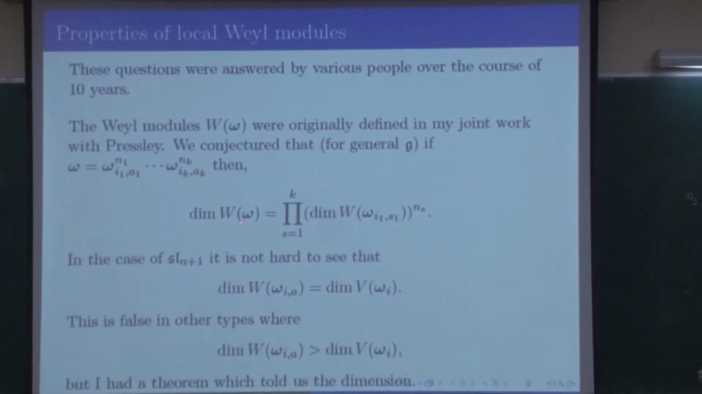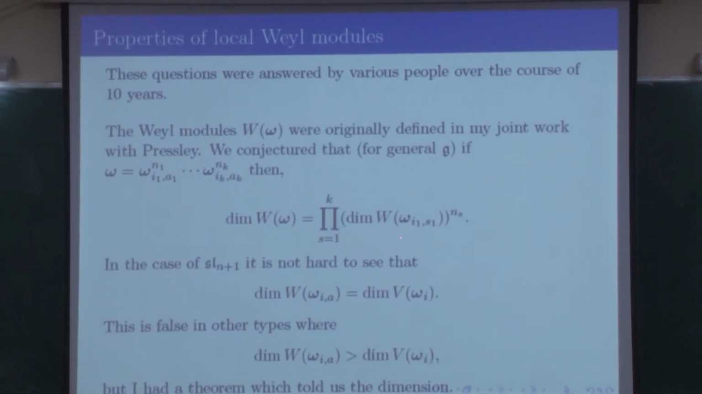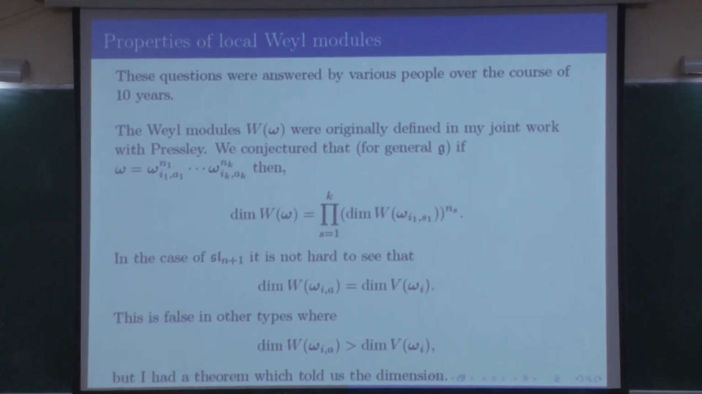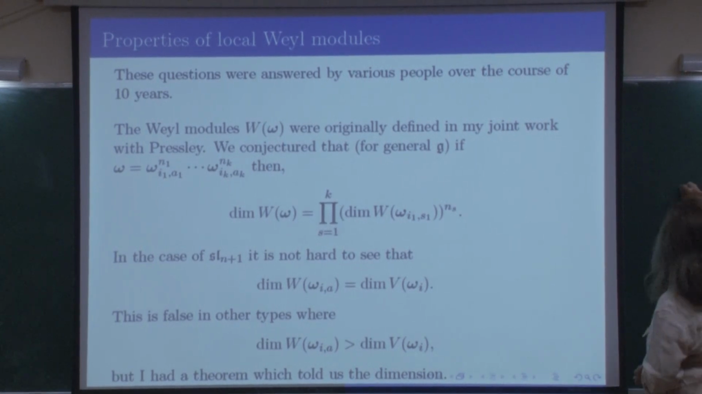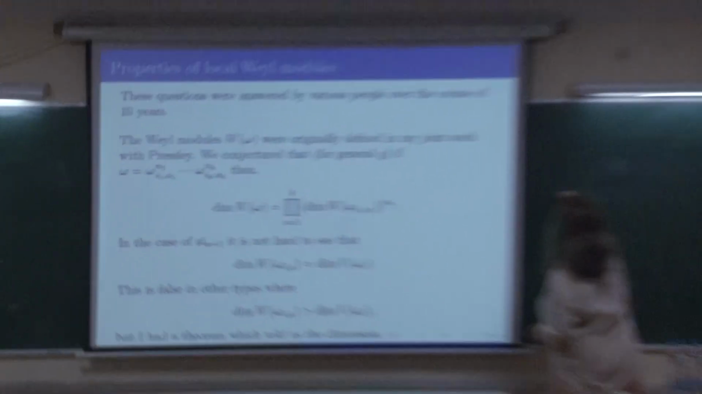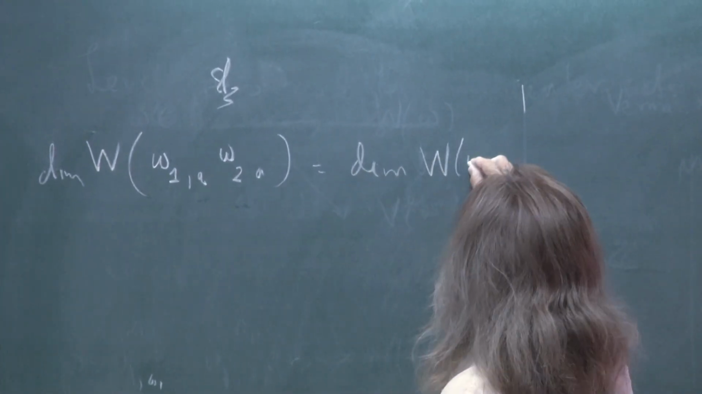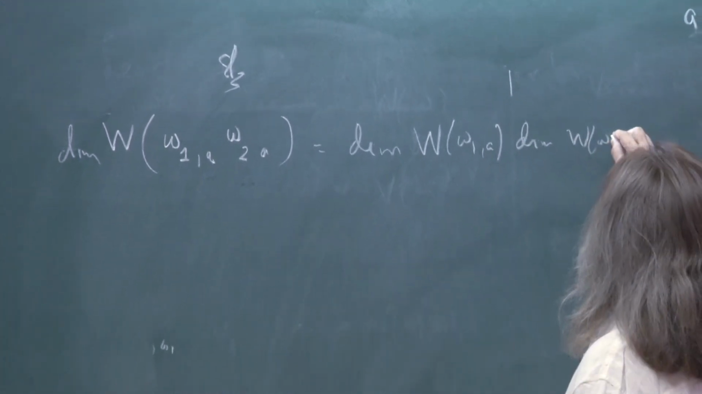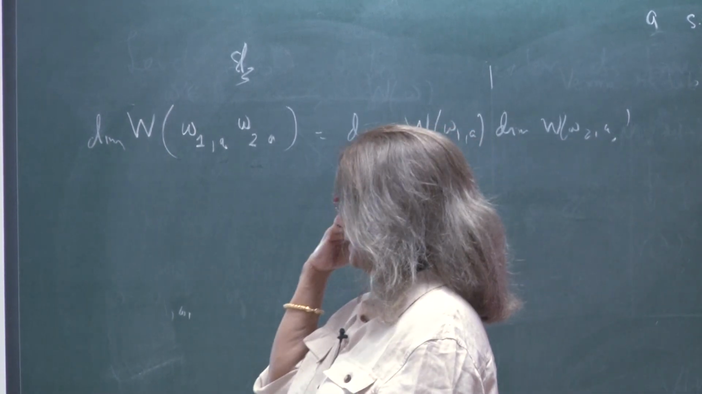But what this conjecture is telling you is that if I want to know the dimension of this module, I just have to take the product of the dimensions of a single omega. So in this case, the dimension of this module would just be the product of the dimension of W omega 1A and the dimension of W omega 2A. Okay. So that was what the conjecture was. We proved the conjecture for SL2.